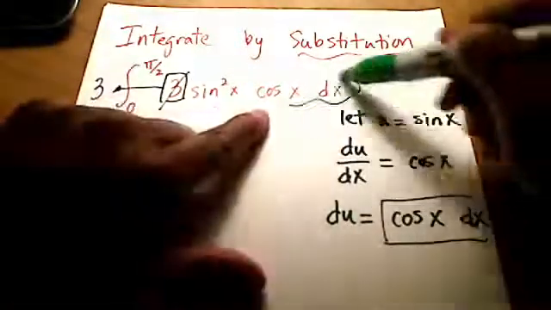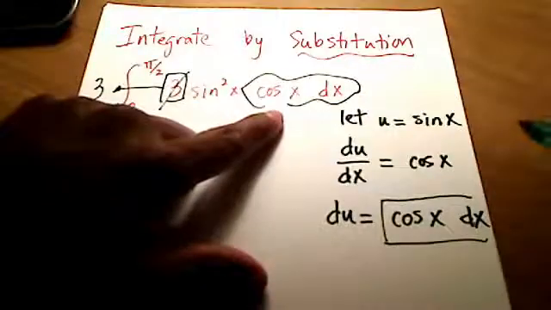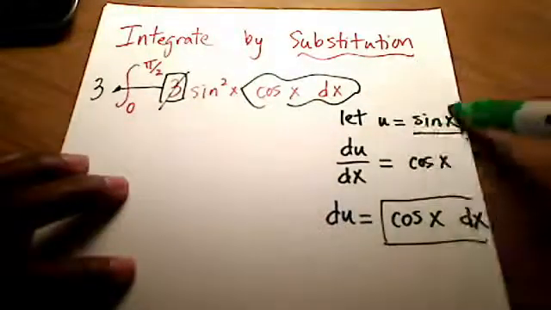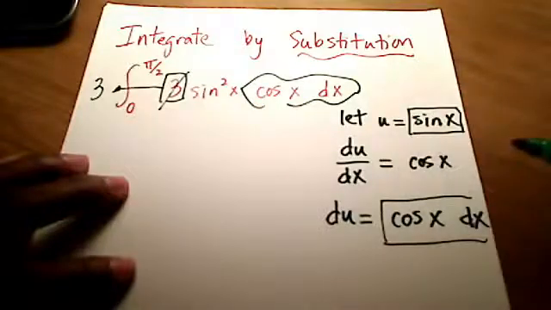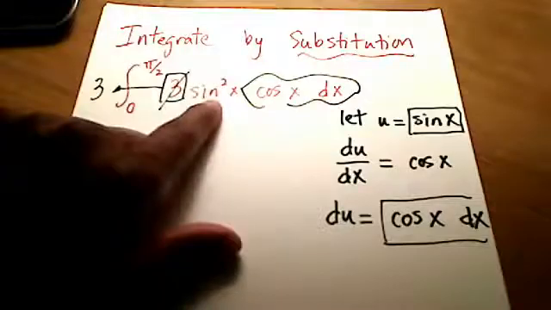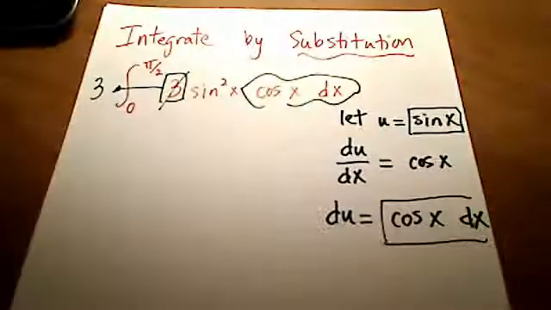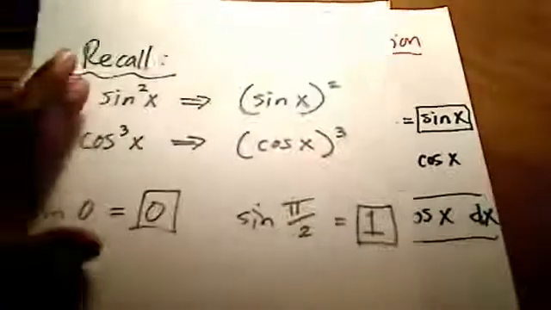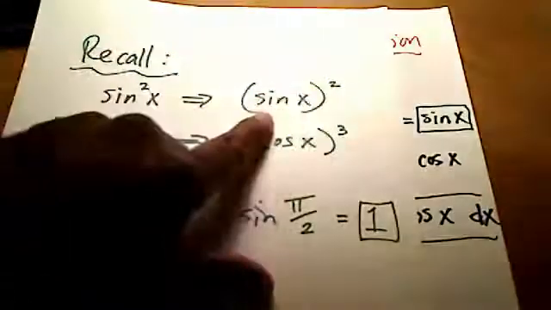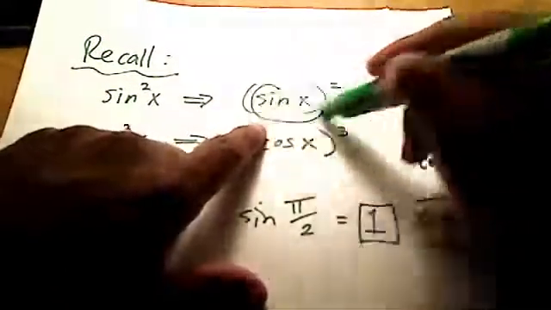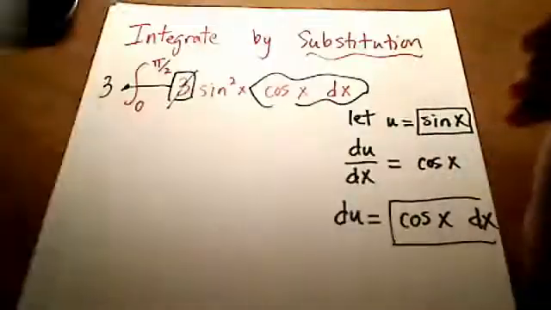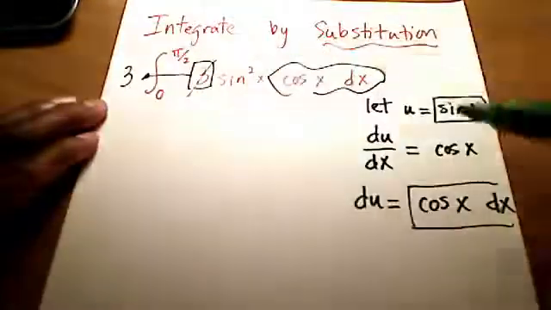Hey, I see one right here, look. I see a cosine x dx. We can replace that with du. And everywhere we see a sine x, we can replace that with a u. Well, I see a sine x here, but this is really the quantity sine x squared. Remember, anytime I see this sine squared x, it's really just sine x squared. So I'm going to replace this thing here in the middle with just a u, which makes it now u squared.